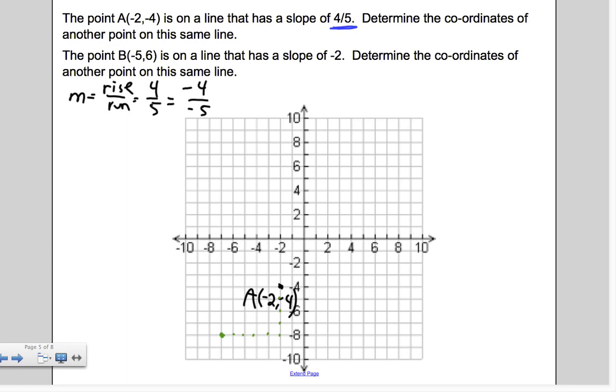Okay, so what Megan was saying, I think, is that instead of going down and left, we just go up 4. So this is positive 4, so we go up 4: 1, 2, 3, 4. And the 5 is positive, so we go over to the right 5: 1, 2, 3, 4, 5. Actually, I was just wondering why you started from point A. We started from point A because we said that A is on that line.